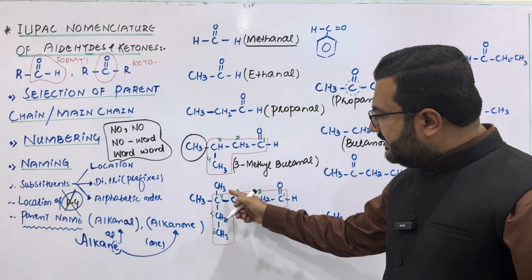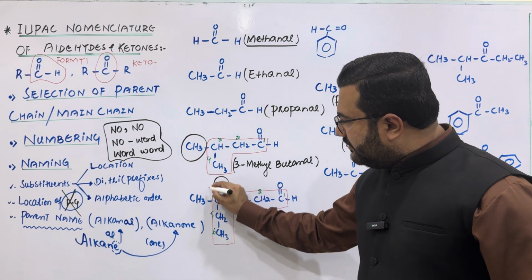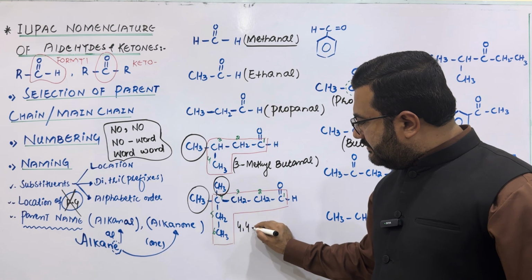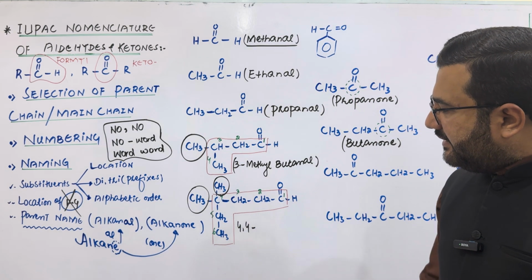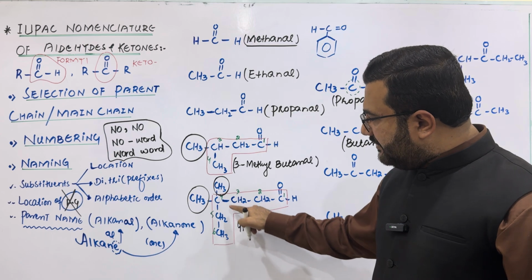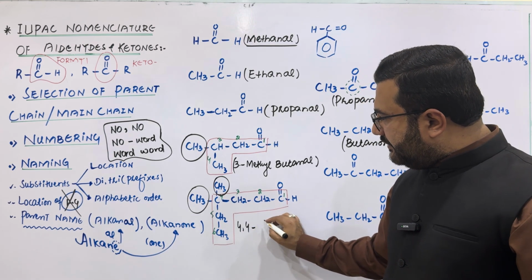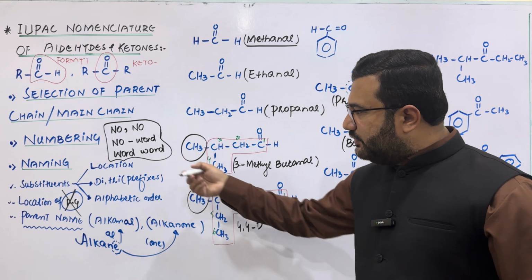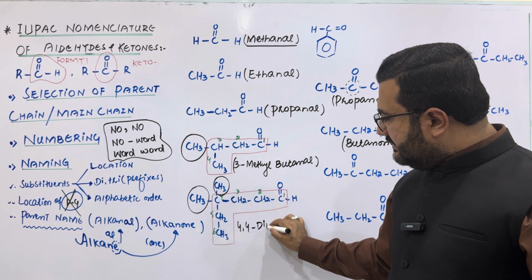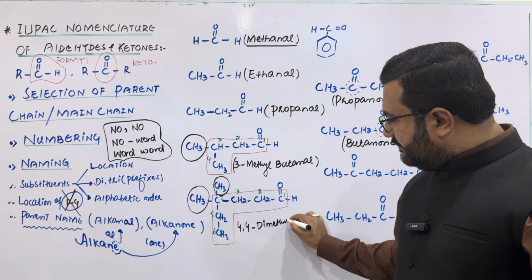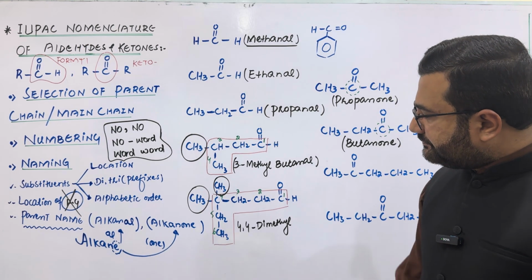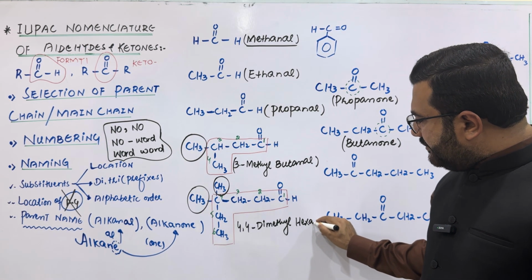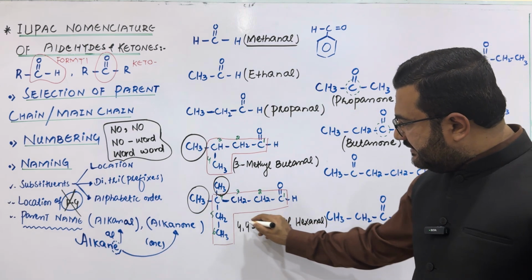In this case, there are 2 methyl groups which are present on the same carbon atom, so their position will be mentioned by repeating the number of that carbon. We will write it down 4, 4. There are 2 methyl groups. In case of same substituents, we use the prefixes. So that will be dimethyl. And now it has 6 carbon atoms, so the parent name should be hexanal.